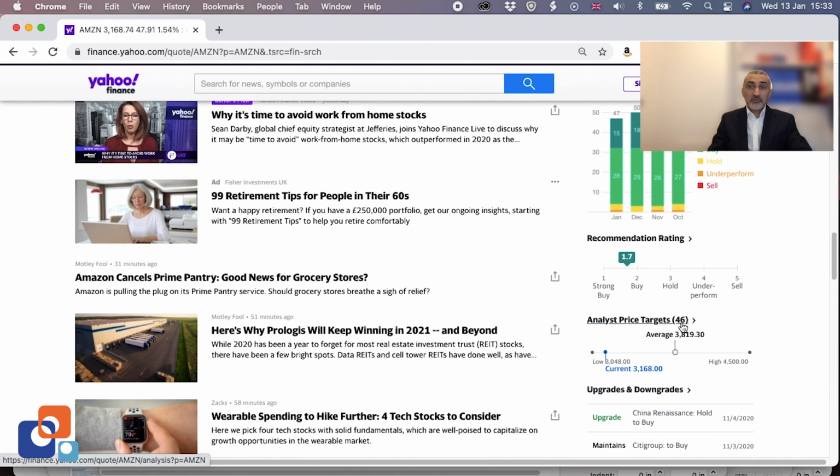It shows us there are 46 analysts who valued this company, and that the average target value is 3,819.30. So that's the target, while it is currently trading at $3,168. So we know there is still upside here, or that if we buy this company's shares, we are not overpaying from a fundamental point of view. I'll include links to all these later, so you don't have to remember any of these for now.